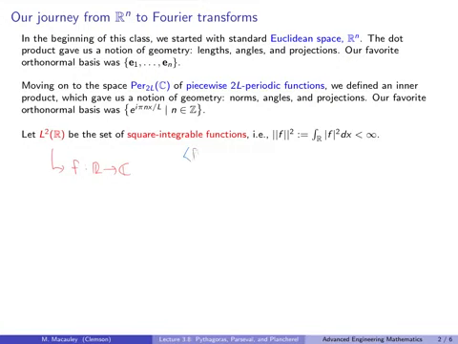Well, if we define the inner product of f and g to be the integral over the real line of f of x, g of x, dx, well, if these are complex valued, I need to put a bar here, then the norm of f squared is defined as the inner product of f with itself, which is the integral of the absolute value of f of x squared dx.